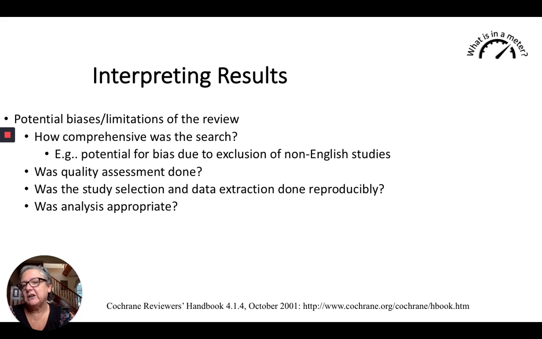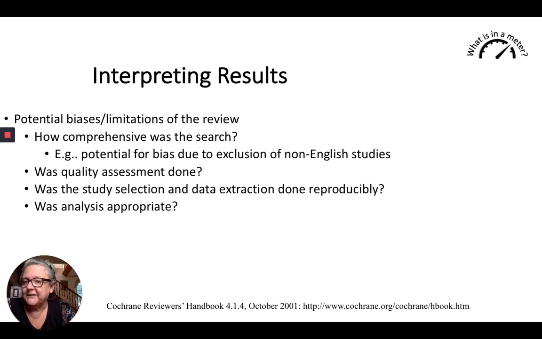So you need to look at the biases. You need to look at the limitations of the review. What is it telling me in terms of what this research question is? How comprehensive was your search? Was there any potential for bias? And we go back to your reasons for inclusion-exclusion criteria.